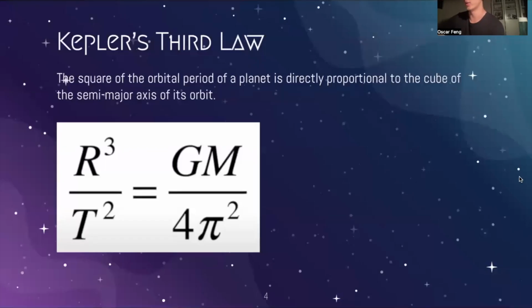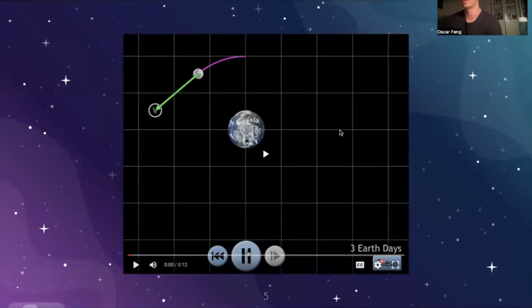Kepler's third law says that the square of the orbital period of a planet is directly proportional to the cube of the semi-major axis, with the ratio of the square of the orbital period to the cube of the semi-major axis being constant for all planets. Now that we've got a solid grasp of what Kepler's laws are and how they work, let's apply this knowledge to a fascinating experiment.